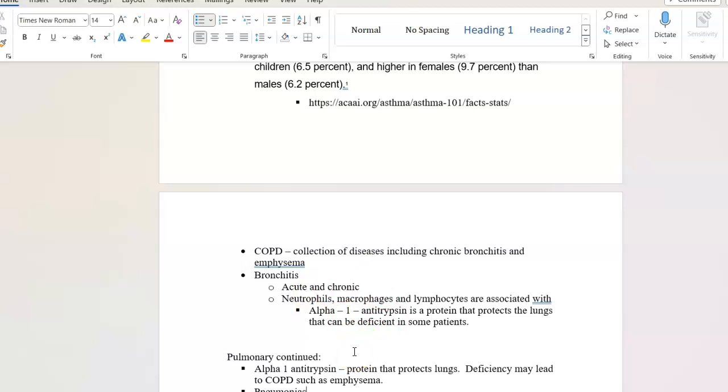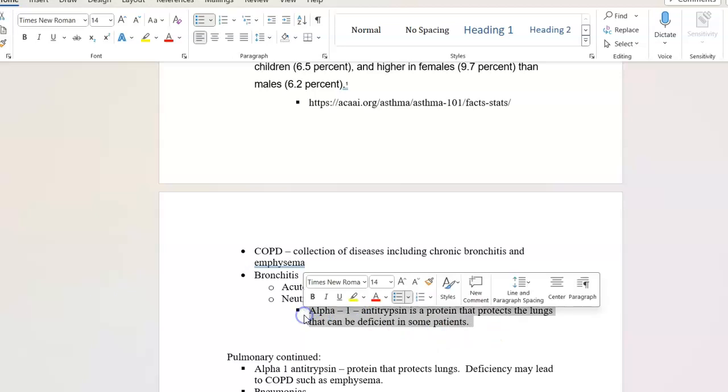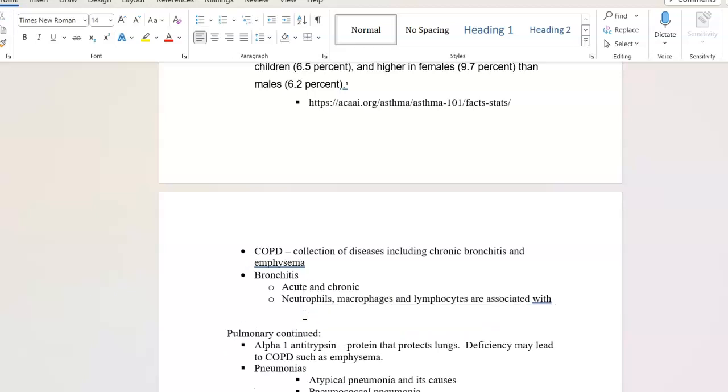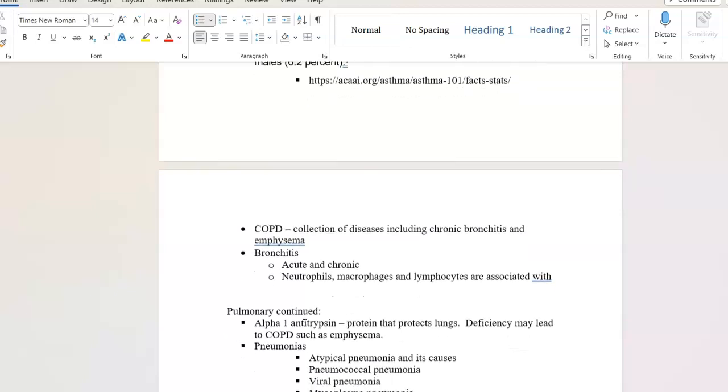Okay. Oh, I know what I did. I moved this down because I could not get it formatted and just put pulmonary continued. So apologize, it's a little clunky, but pneumonias.